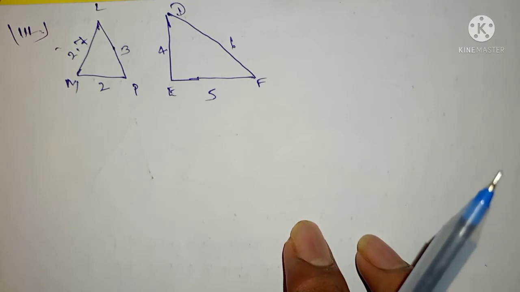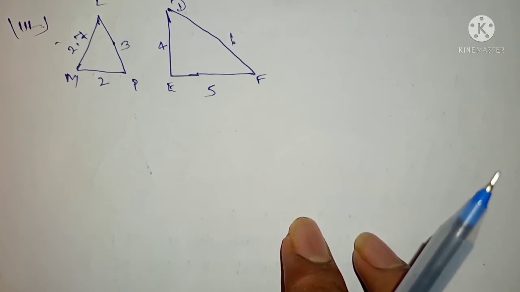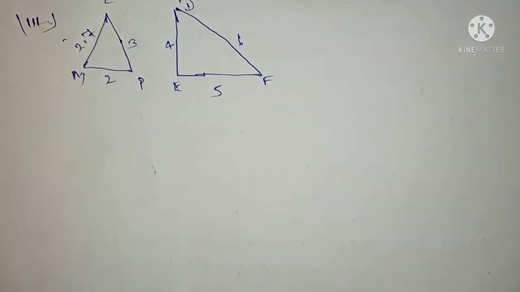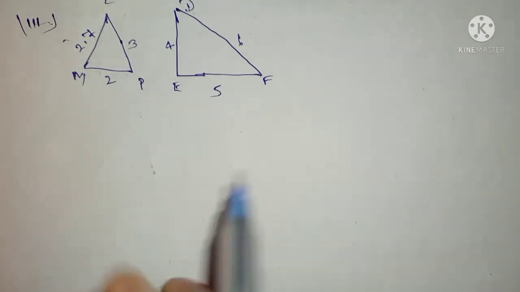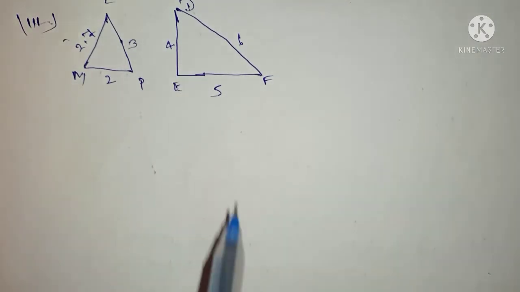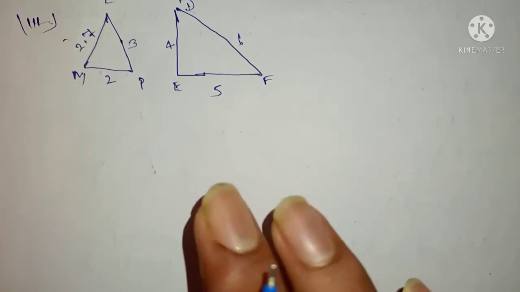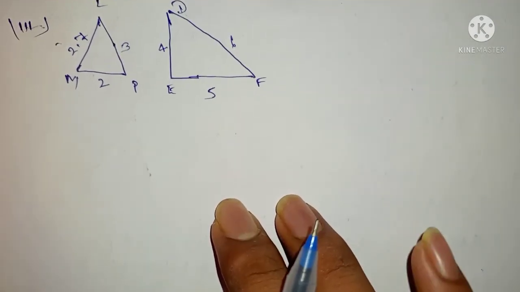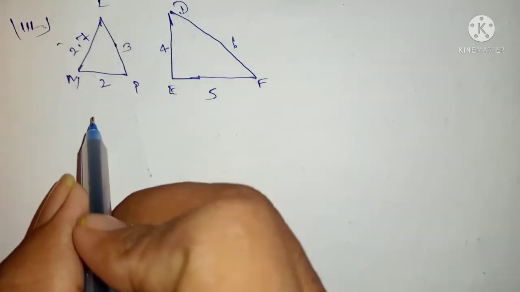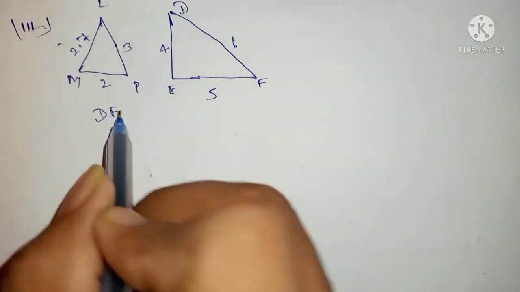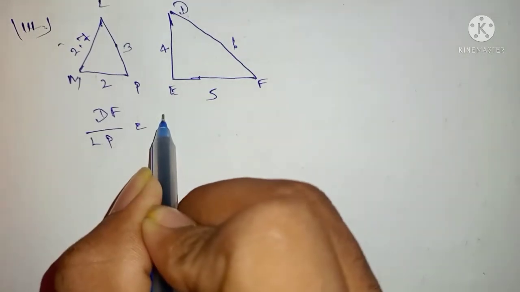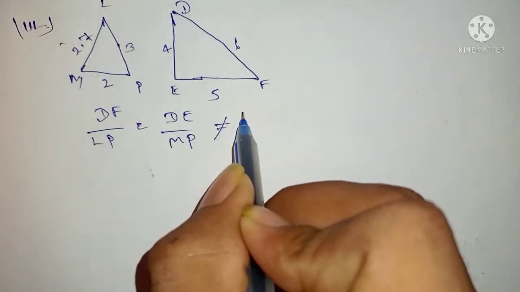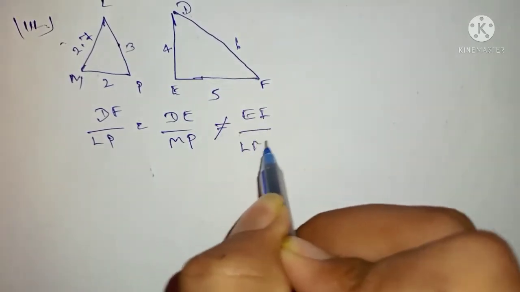So if you see this question, what can you think? If we divide DF by LP, it will give 2. MP by DE, it will give 4. But the third side, that is EF by LM, will not satisfy in this. So DF by LP is equal to DE by MP, which is not equal to EF by LM.